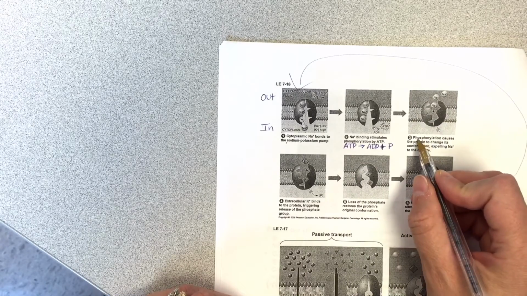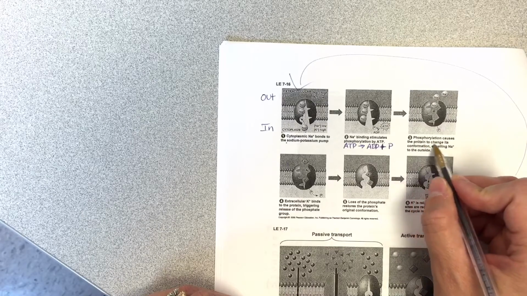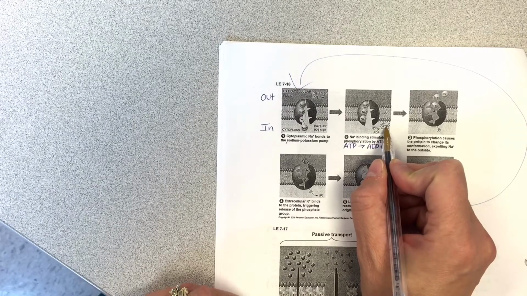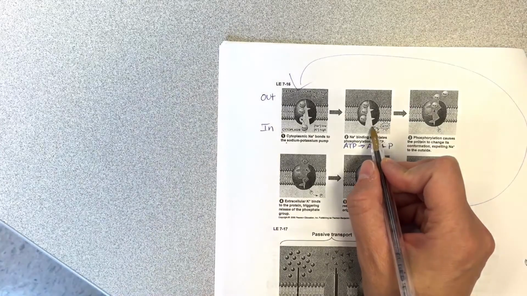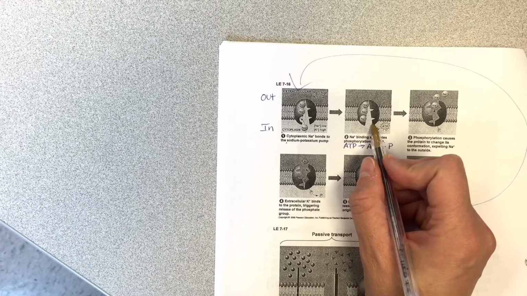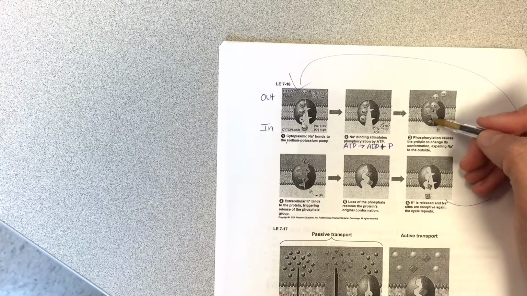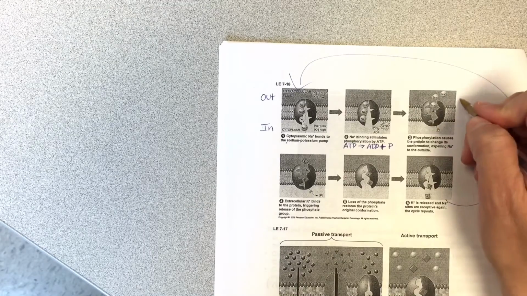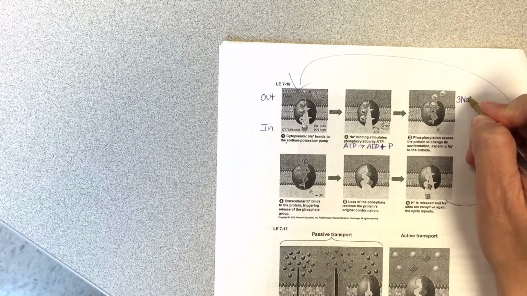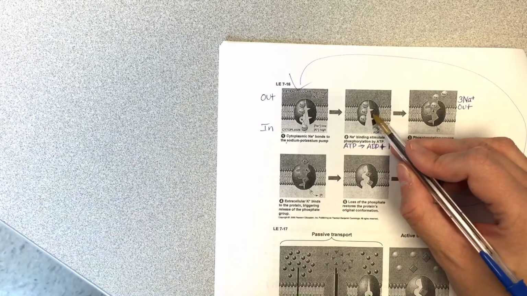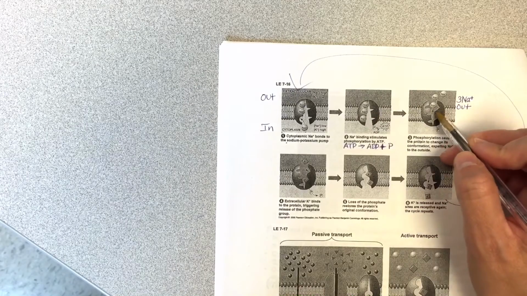Notice here it says phosphorylation causes the protein to change conformation. Phosphorylation means that the phosphate group that was once part of ATP is now bound to this protein, and it facilitates that shape change, which then changes the shape of the binding sites, and the sodiums go out. So therefore we have 3 Na pluses going out of the cell. Now notice that the shape change for this other triangle binding site has changed as well.